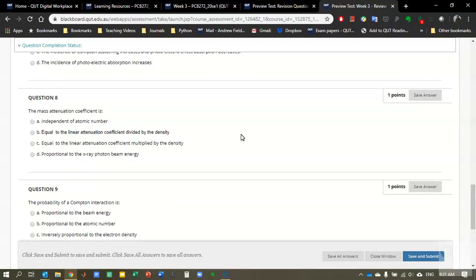Mass attenuation coefficient, another question about this.